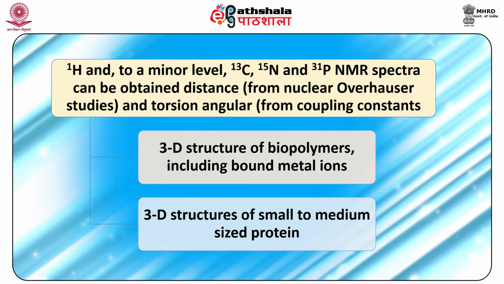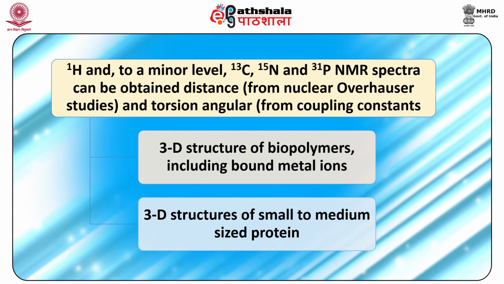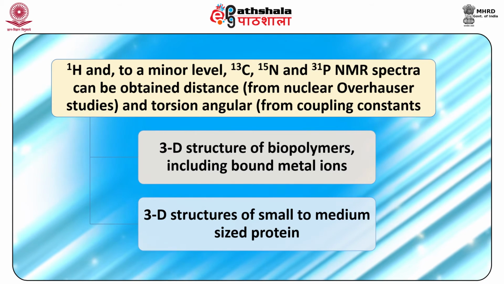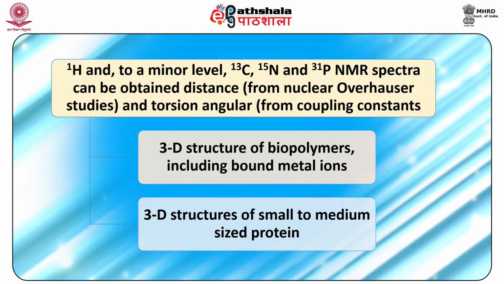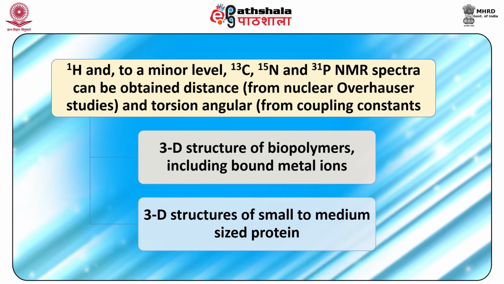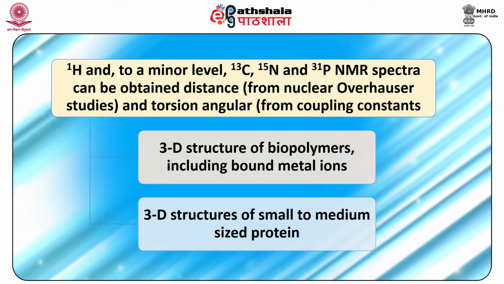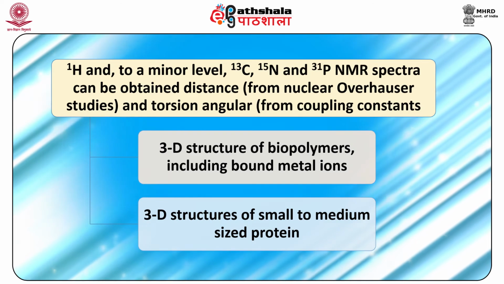From proton and, to a minor extent, carbon-13, nitrogen-15 and phosphorus-31, NMR spectra can be obtained. Distances from nuclear Overhauser studies and torsion angles from coupling constants give information about the 3D structures of biopolymers, including bound metal ions. Indeed, NMR methods can also help to obtain the complete 3D structures of small to medium sized proteins.